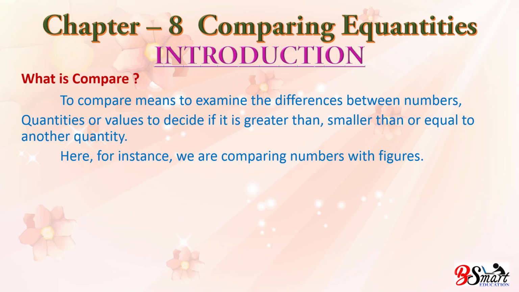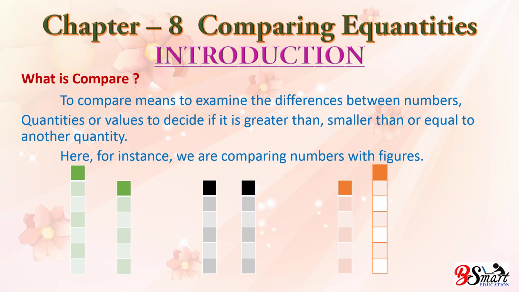Here, for instance, we are comparing numbers. By comparing, we can find by how much a number is greater, smaller or equal. In the first figure, 7 is greater than 6. In the second figure, 6 is equal to 6. And in the third figure, 6 is less than 7.